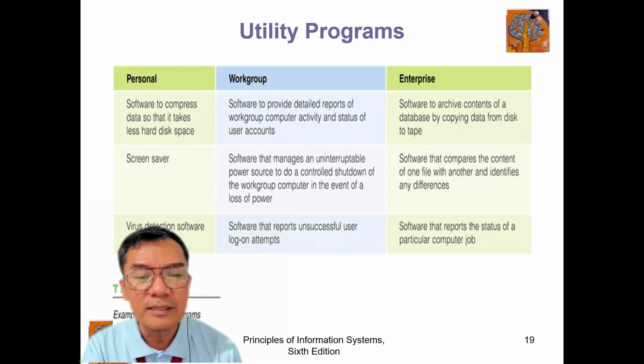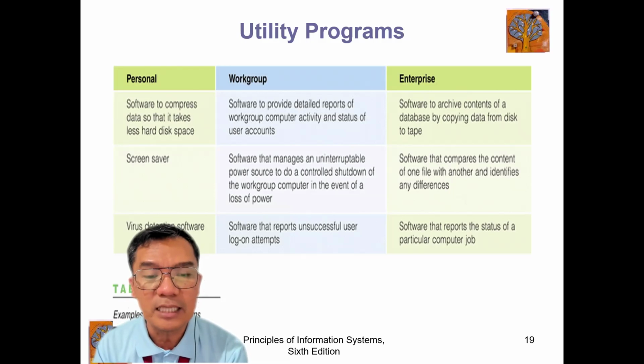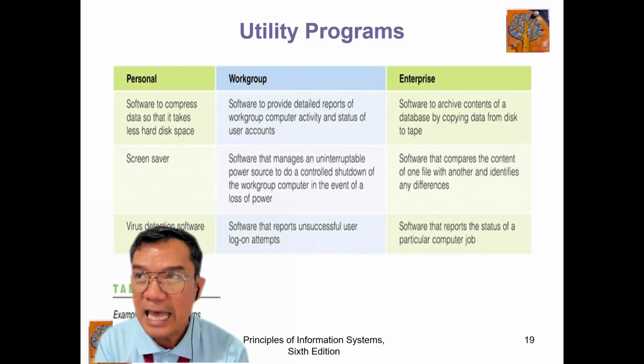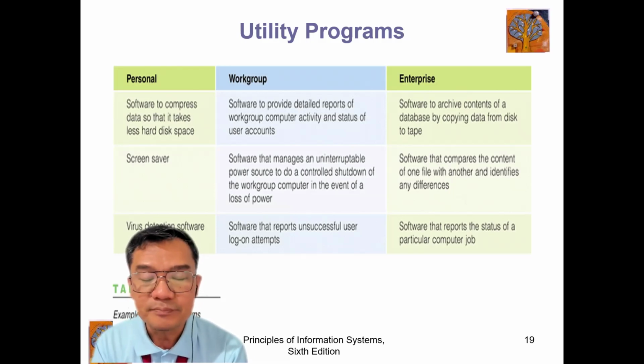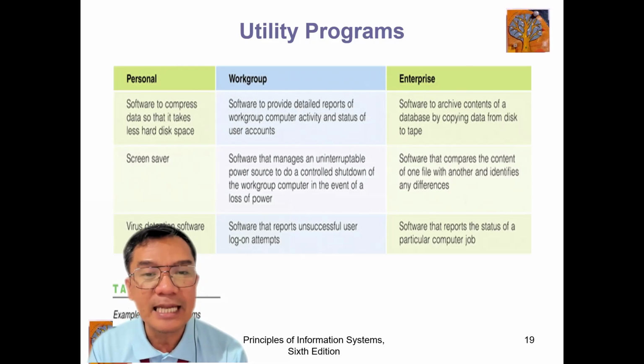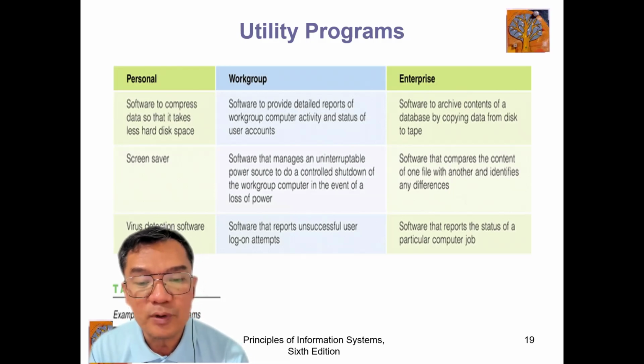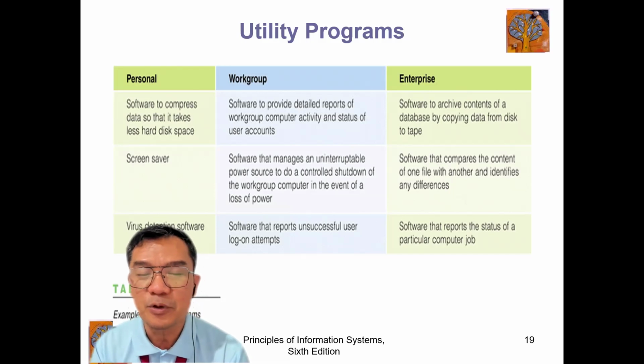For workgroup, there is also software that manages an uninterruptible power source to do a controlled shutdown of the workgroup computers in the event of a power loss. These are examples of software that handle a group, wherein of course there is a certain computer that controls the other computers, and also software that reports unsuccessful user logon attempts. So that means if your computers are connected to one another, there might be software installed monitoring the users who attempted to log in but failed many times.